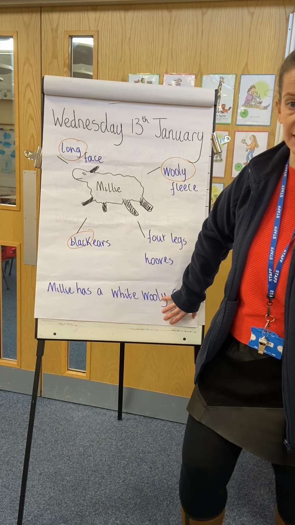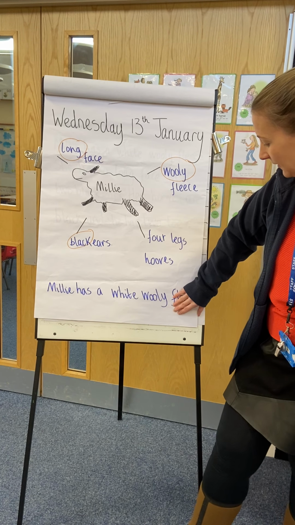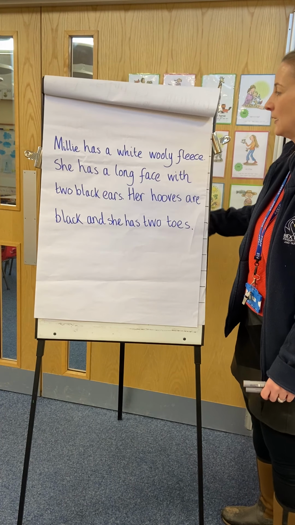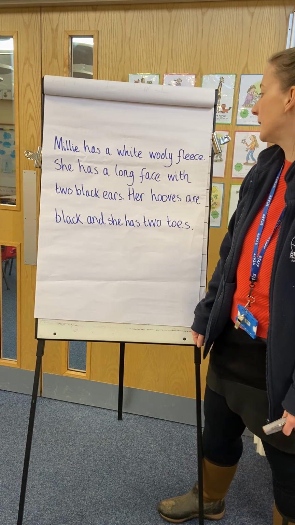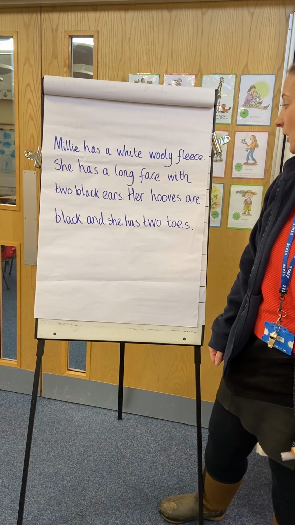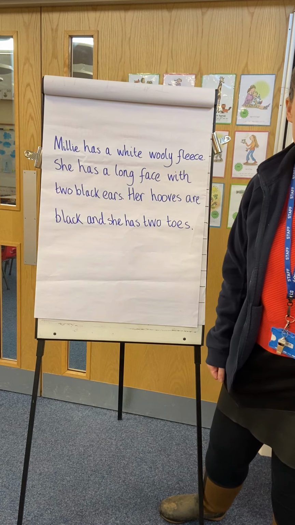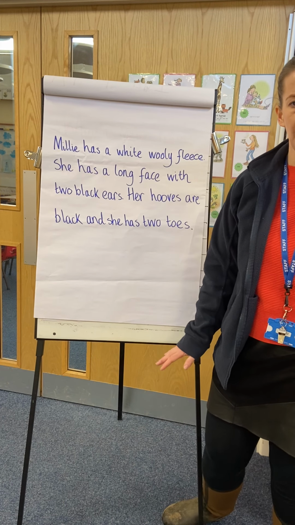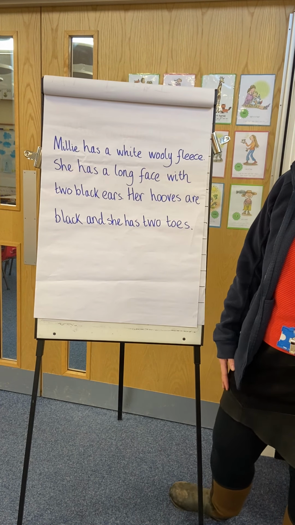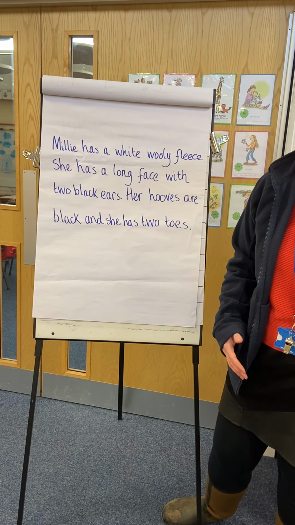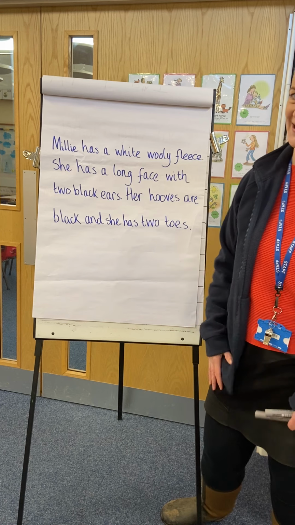Well, if you have had a go at that alongside me, let's have a look at my one and let's see what your one's like compared to it. So I wrote, Millie has a white woolly fleece. She has a long face with 2 black ears. Her hooves are black and she has 2 toes. That was my description of what Millie looks like. We're now going to go on to think about our next paragraph because we're such fabulous writers in year 1.